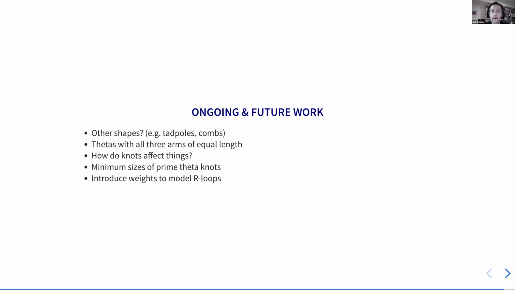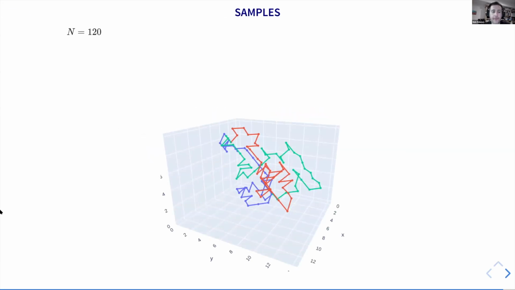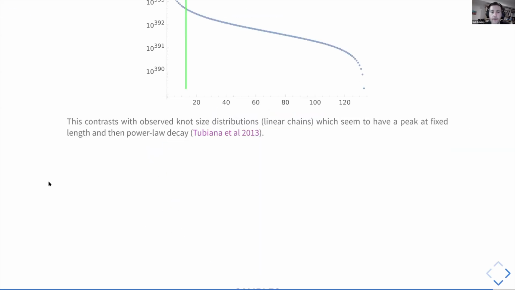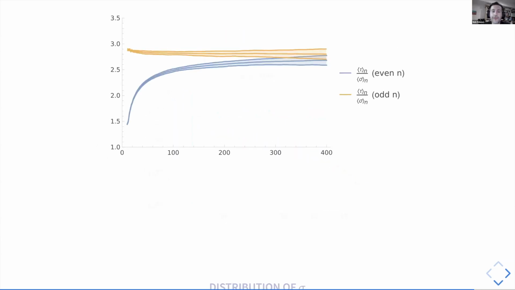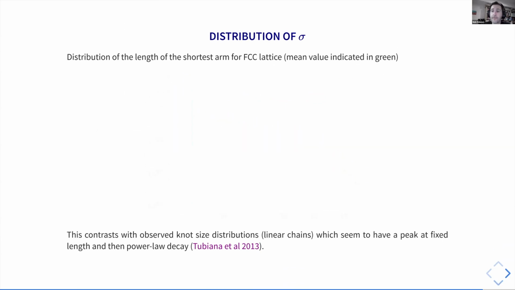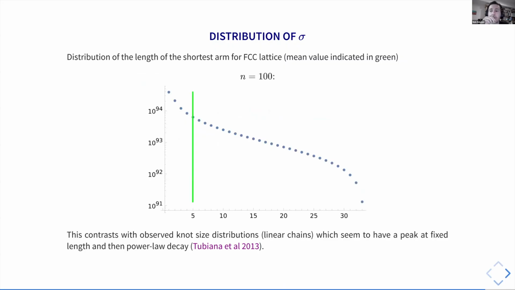The answer is yes, indeed, I have. This is something I skipped over because I was running out of time. If I go back here, this is something that definitely does not match what you were just talking about. This is the distribution of the length of the shortest arm in 3 dimensions, and the green line is the average value.